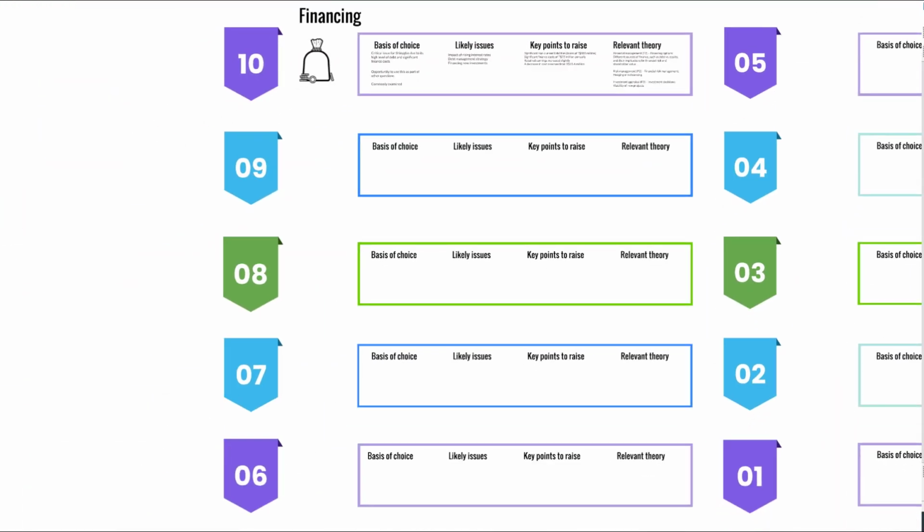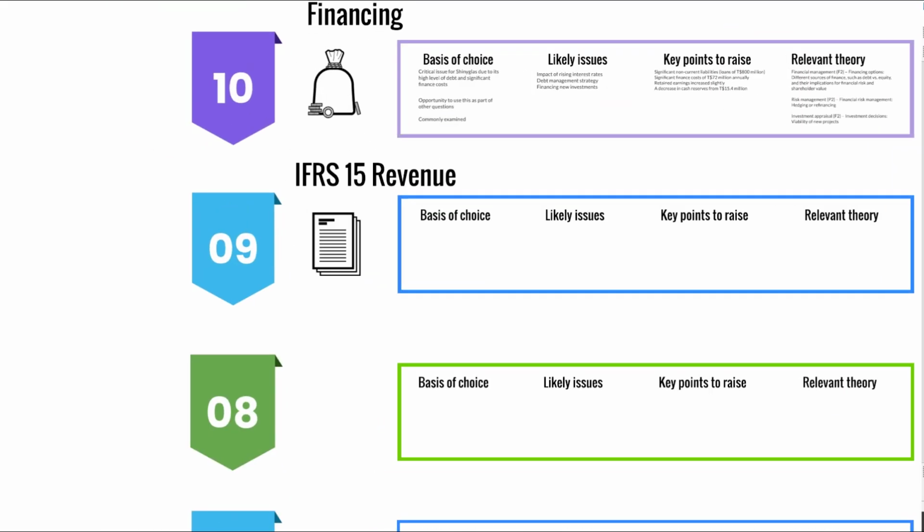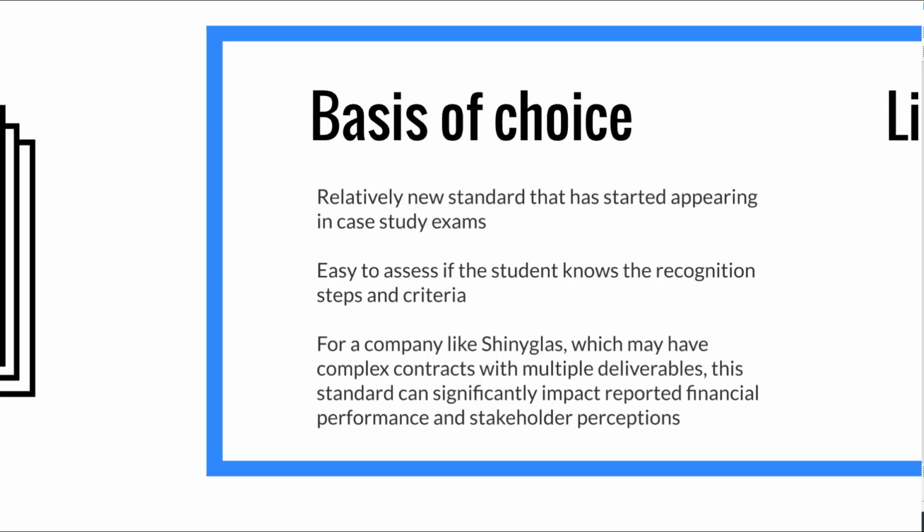Now we're going to move down to our next, which is IFRS 15 revenue. Okay, so the basis for choice is our first stop. Well, firstly, it's a relatively new standard, and it has started appearing in case study exams more and more. And again, we talk about the ease for examiners, and it's quite easy for them to assess how well the student understands the actual criteria and knows the recognition steps.